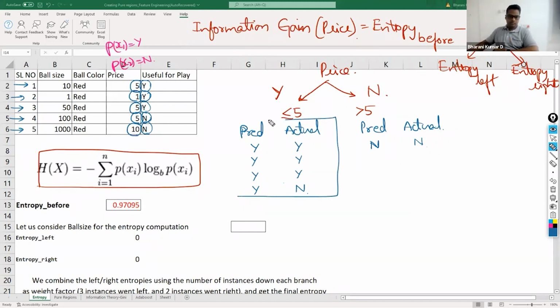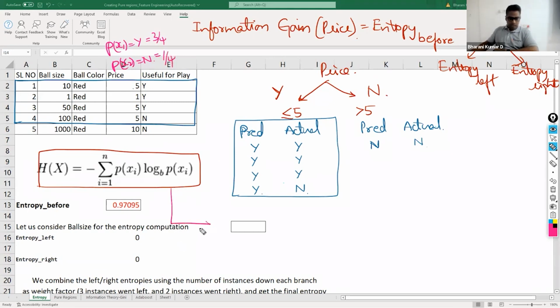Left side is this. Less than or equal to 5, that's your left side. So less than or equal to 5, you'll have 1, 2, 3, 4, all these 4 values. And how many yes do we have here? 3 out of 4. And how many no do we have? 1 out of 4.